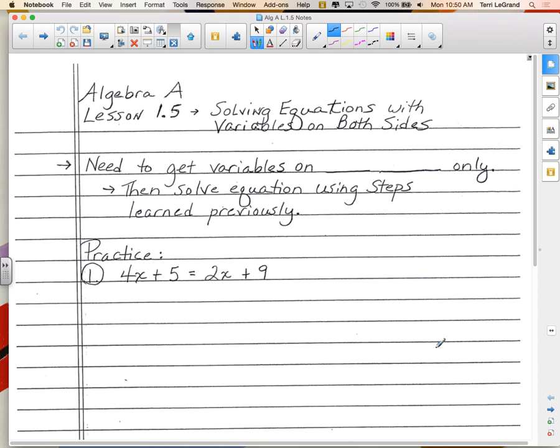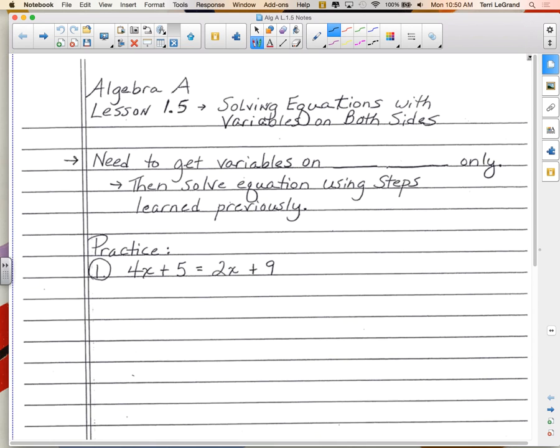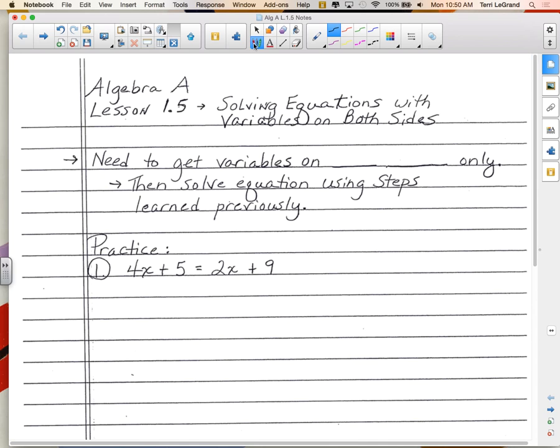There were x's on both sides of the equation, and you had to figure out how you were going to get it so it was just a 1x, and what was it equal to. So we are going to need to do just exactly what you were just doing. We need to get the variables on one side only. Okay, so one side, fill in the blanks. You can't have variables on both sides and get somewhere. You have to eventually get them so they're only on one side. And then you're going to solve the equations using the steps you learned previously.